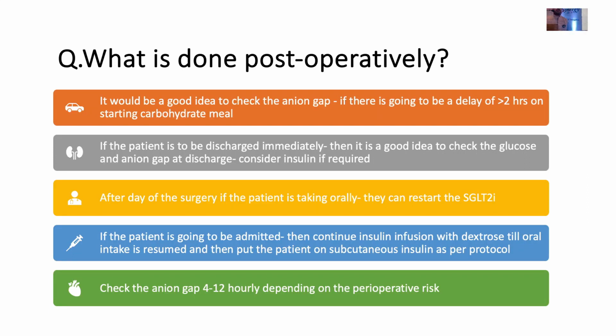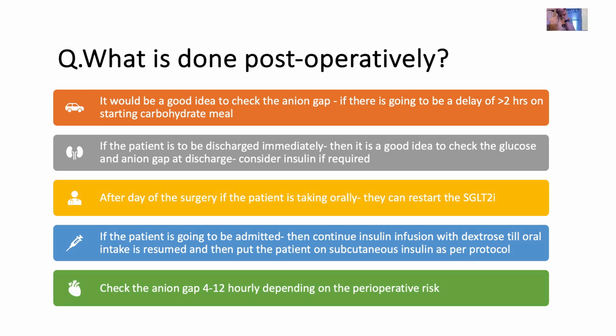What should you do post-operatively? Again, very important: it is a very good idea to check the anion gap post-operatively. There could be a situation where you have a daycare surgery and the patient is going to be discharged immediately. Before discharge, check the anion gap and the blood glucose. Because sometimes the patient is in ketosis, you discharge the patient, and after 1 day the patient comes in a bad state. So before discharge, you should consider checking and make sure that the patient is not in ketoacidosis.